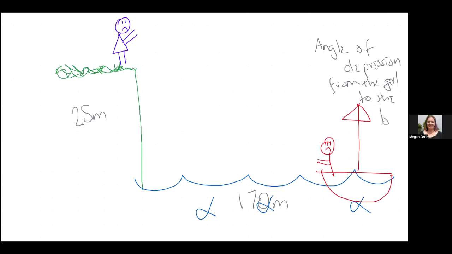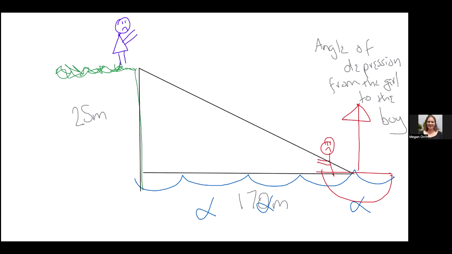All right, so what I need to do now, okay, focus. What I need to do now is make my triangle, right? This is my triangle. All right, let's pretend that's a good triangle. All right, leave me alone. Okay, so this is my right angle. This is 25 meters. This is 170 meters.